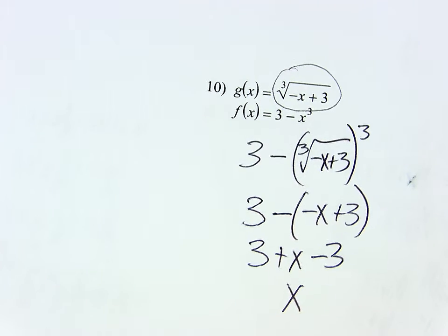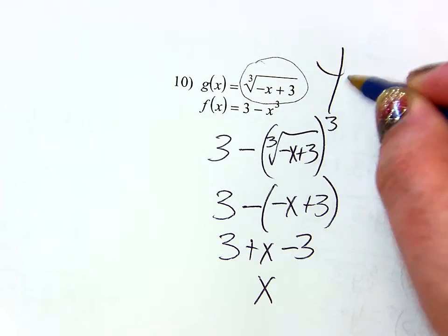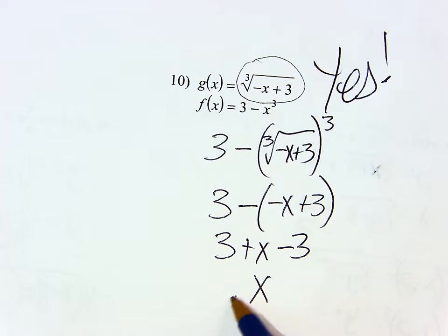So that means that these two functions in number 10 are inverses of each other. Would this be y equals all of that? So it's y equals x, or no? Right here? No, because you're going to take one and put it in the other and see if it simplifies down to be x.